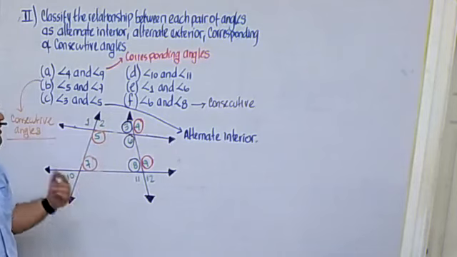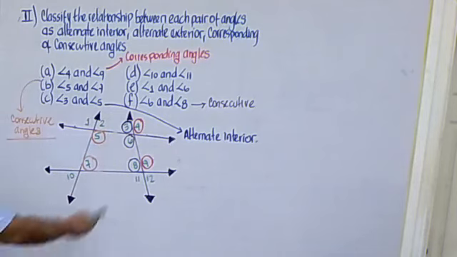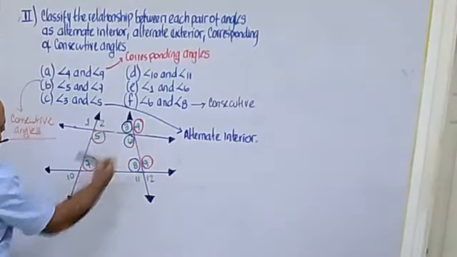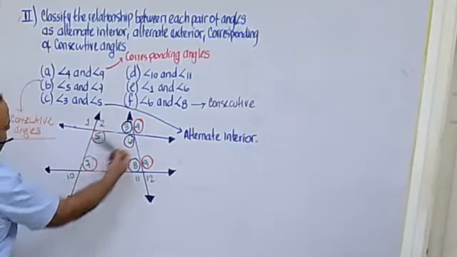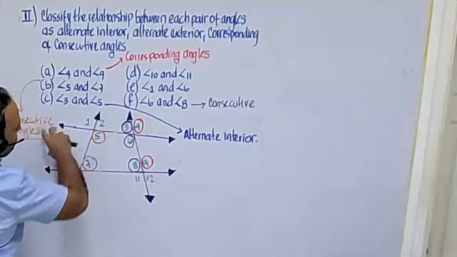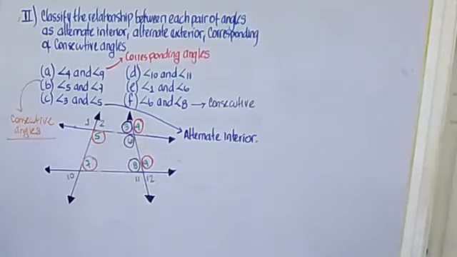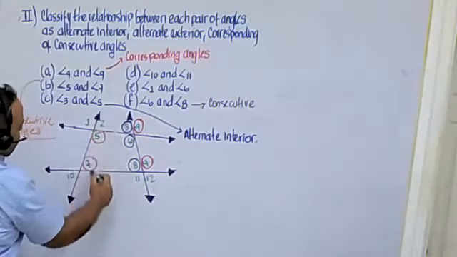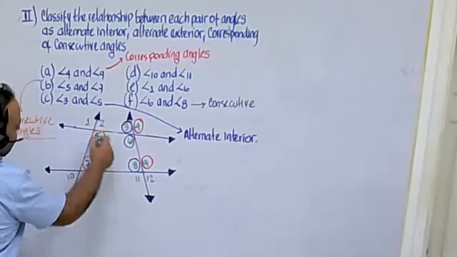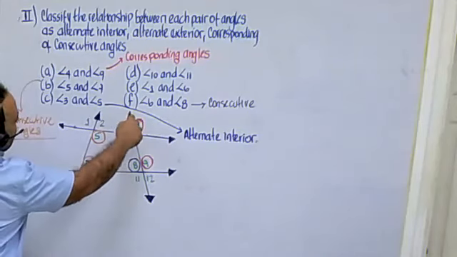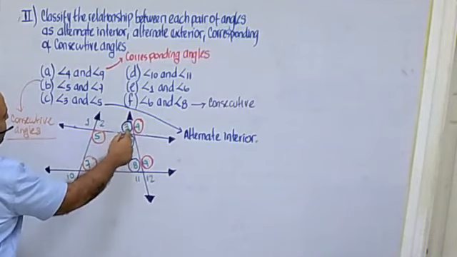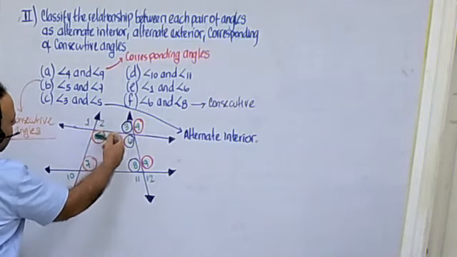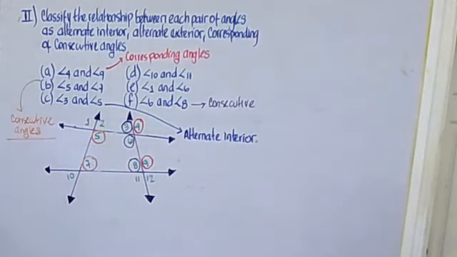For alternate exterior, we can say, for example, the number 3 with the number 10. This is going to be alternate exterior because both angles are outside the lines. Got it? But if we have inside angles in opposite positions, this is going to be alternate interior, right? Excellent. But if we have an exterior angle and an alternating interior angle, this is going to be alternate interior exterior.